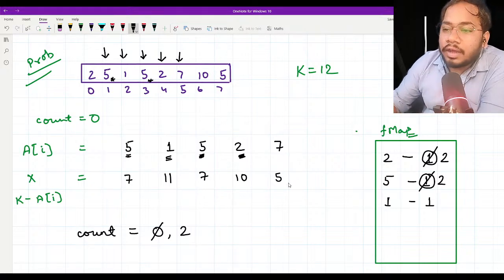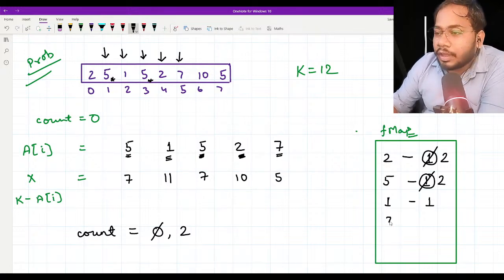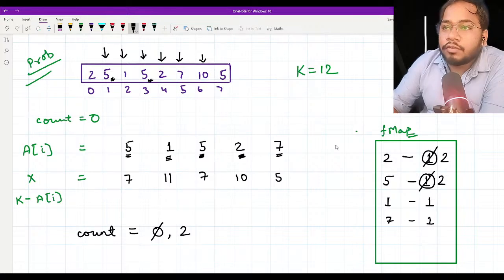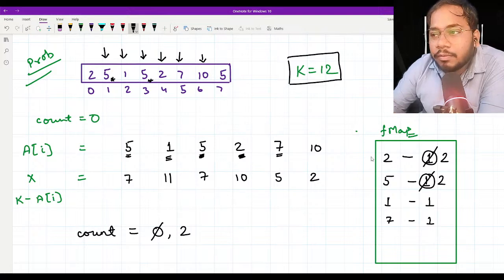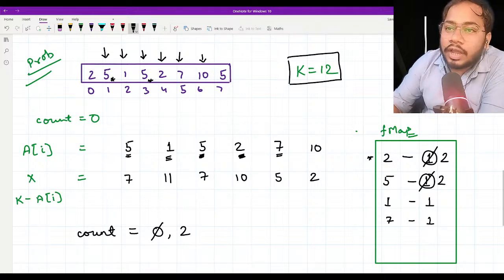And after increasing the count, what you have to do? You have to put this value in the frequency map as well. So the number of occurrences of 7 was 1. Done. Let's go ahead. So with 10, we need 2 for the sum to be 12. Is 2 present in the frequency map, guys? Yes, that is present. So how many times is it present? It is present 2 times.